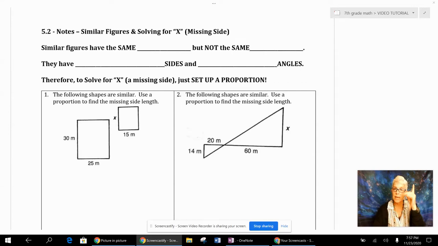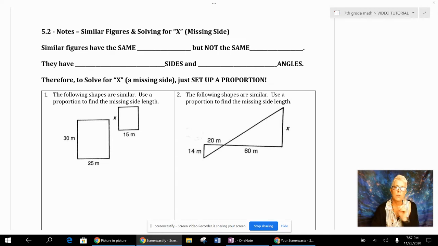Today is our second day of notes for Unit 5. The first day we talked about pretty much vocabulary: similar figures, congruent figures, corresponding sides. Now we're going to use what we know about similar figures to find missing sides of shapes. So let's get started. I'm going to start with the definitions from yesterday.